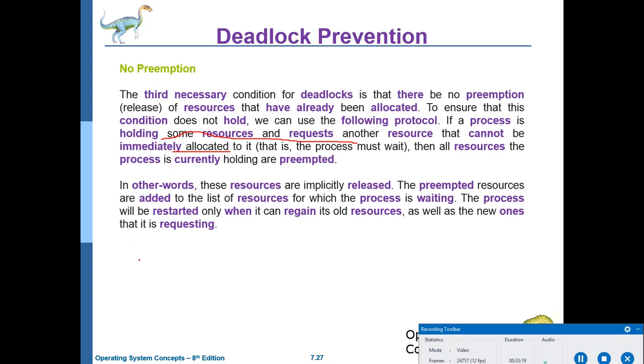For example, if a process P1 is requesting a printer but it is holding a tape drive and hard disk at the same time, the printer will not be given to process P1 unless it releases all the resources it is holding. That means preemption is allowed now. In other words, these resources are implicitly released. The preempted resources are then added to the list of available resources, which can be given to the processes waiting for them, and the process will be restarted only when it has regained all its old resources.